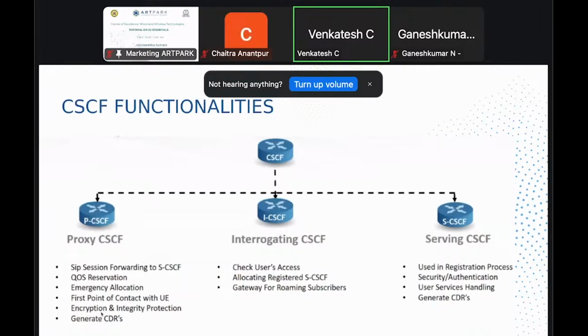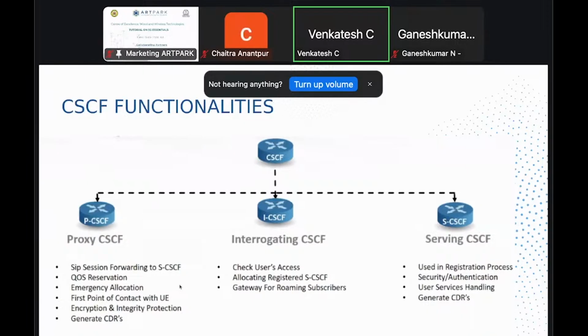Any SIP messages transferred between a user agent, that means the mobile, and the SIP server will be encrypted with either IPsec or TLS. And it generates the CDR. CDR stands for Call Detail Records. It's used for billing and analytics. We can use this CDR data.